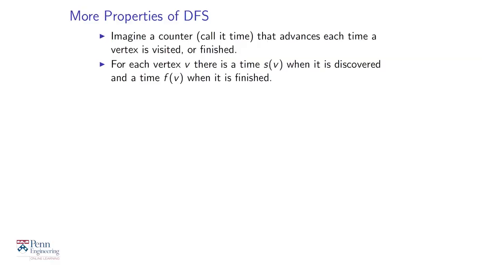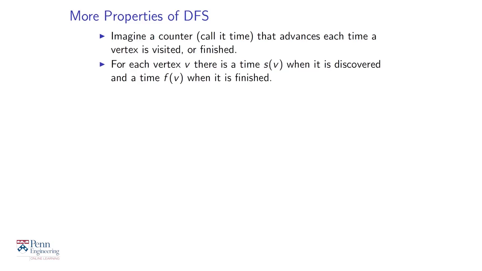So you notice immediately that for every vertex v, there's a time s of v at which it's first visited. That's the start time when the vertex comes alive or is active, if you like. And there's a time f of v, the finish time, when it's finished, when it's colored black, after which we will never see this vertex again. So a vertex is active between s of v and f of v. So let's understand how these times are related.